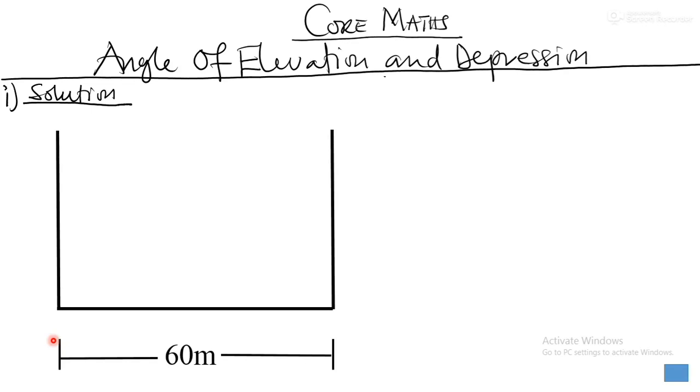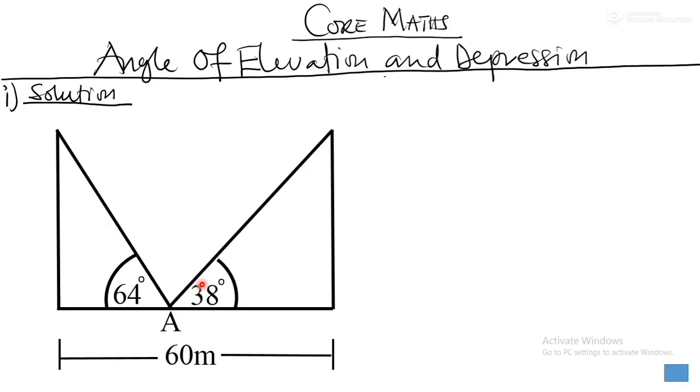Good. Now we're told that there is a point A between the two poles on the road. So once it is between, it doesn't necessarily mean it should be in the middle of the road. Okay, it can be here, it can be here, it can be anywhere between the two poles. So not necessarily the middle of the road. I hope you get that. Good. So let's get our point A. So we have our point A, and we're told that from this point the angles of elevation of the top of the poles are 64 degrees and 38 degrees respectively. So that is what we have.